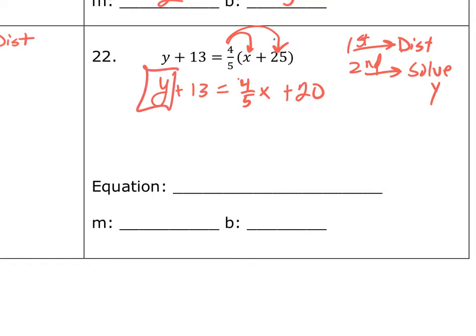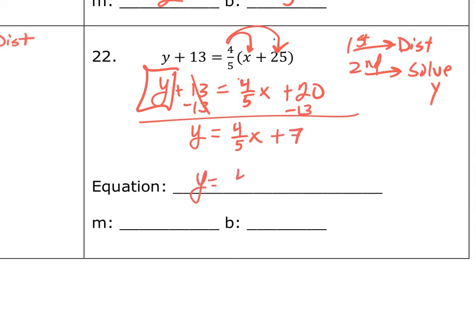Now I still need to isolate the y, which means I'm going to subtract 13 from both sides. And I have y equals 4/5 x plus 7. So my equation is y equals 4/5 x plus 7. My slope is 4/5. My b is 7.